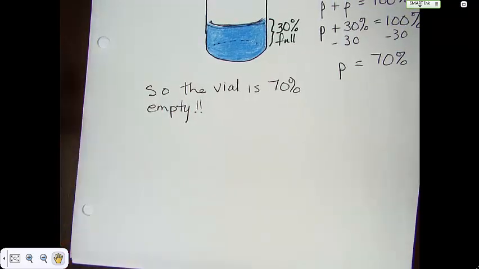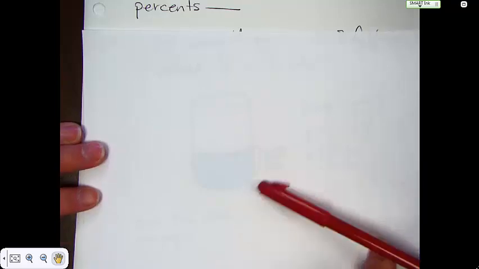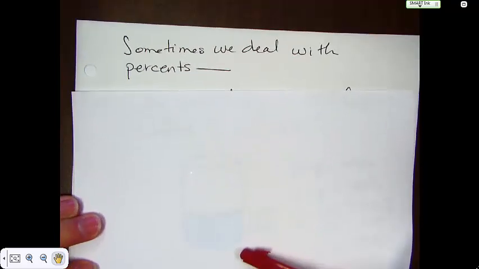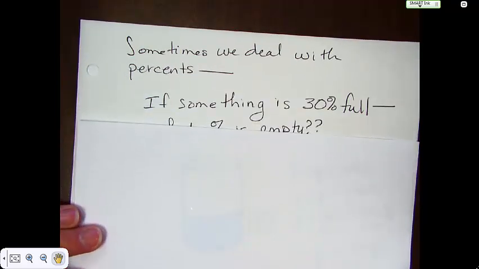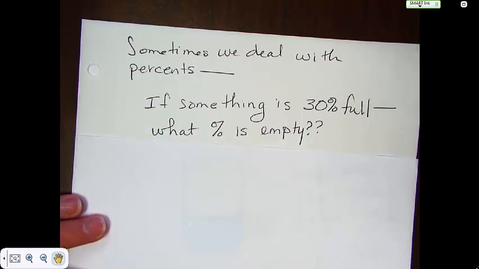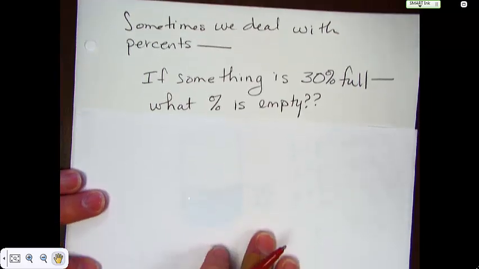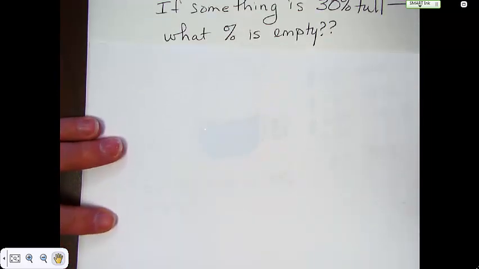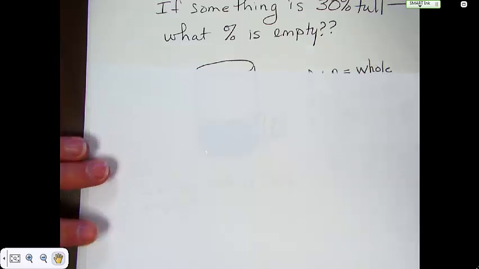Okay, and the last one, actually I've kind of talked about this, so it really will go pretty fast. Sometimes we deal with percents. So if something is 30% full, okay, and that's being an optimist, right? If we said it was 30% empty, that'd be a pessimist. We're going to say it's 30% full. We want to know what percent is empty. Now you can probably do this in your head, but I drew a picture.